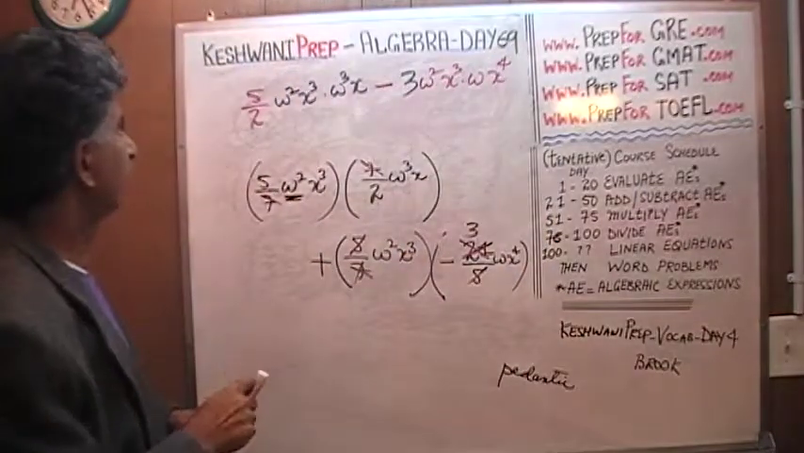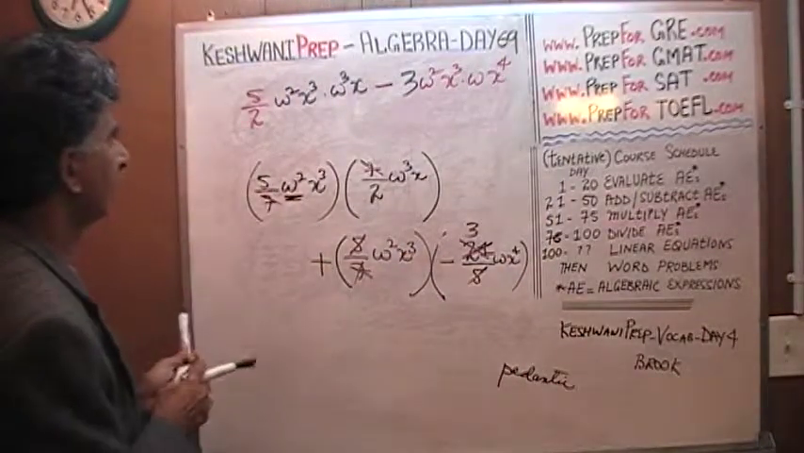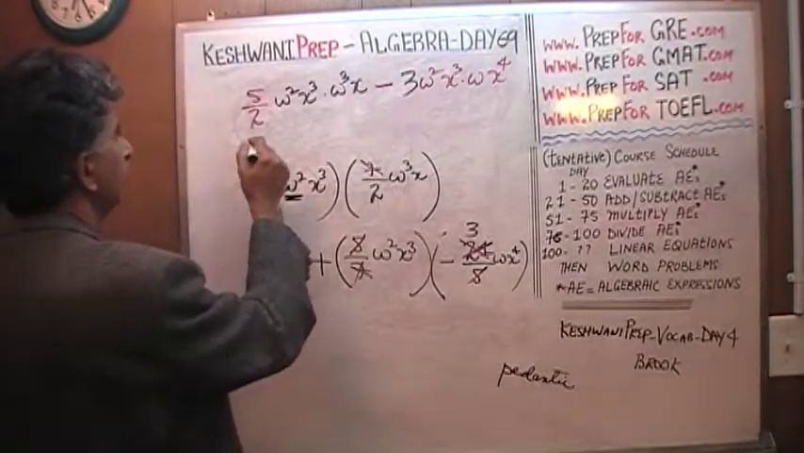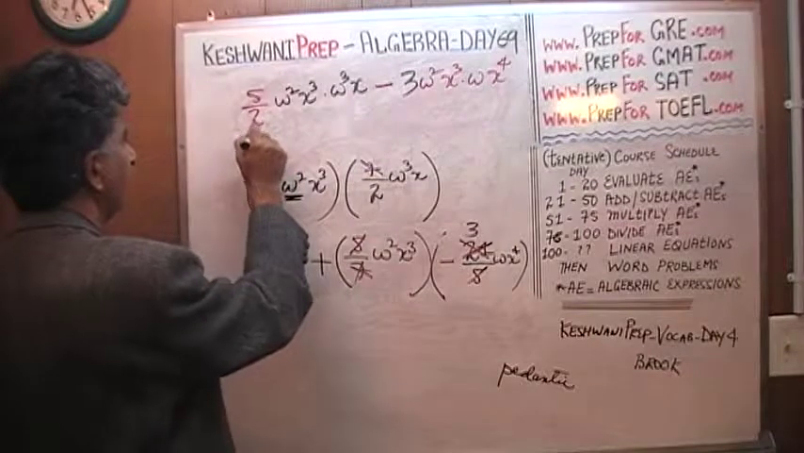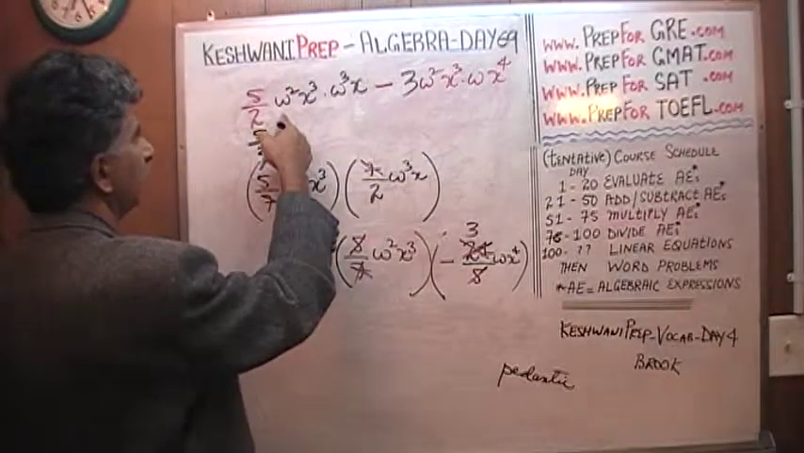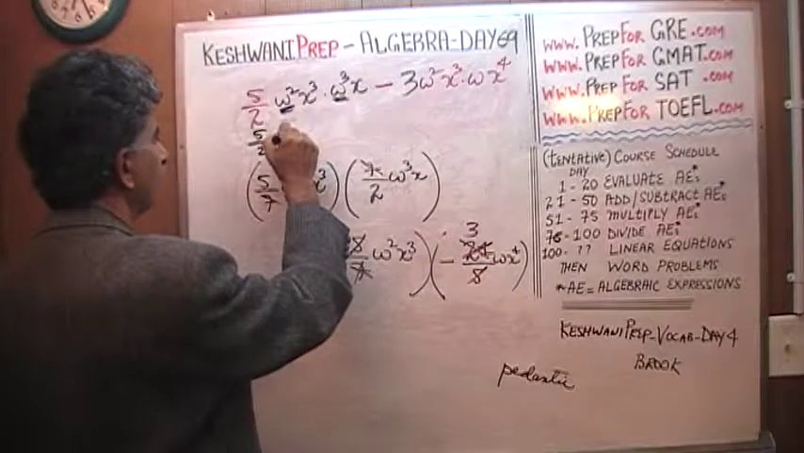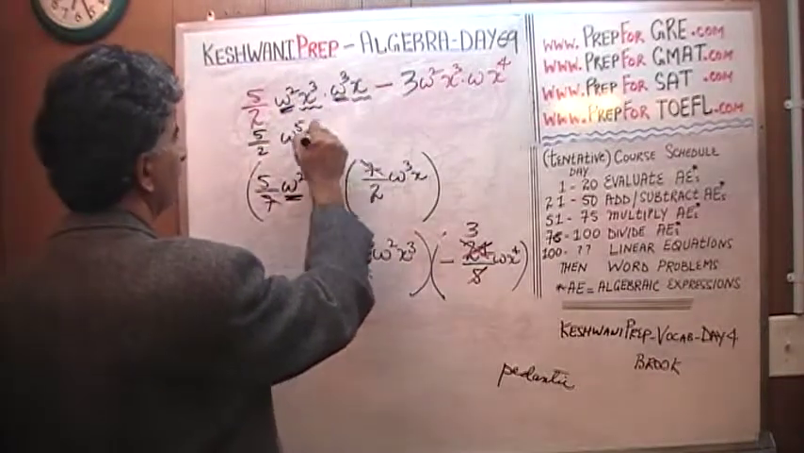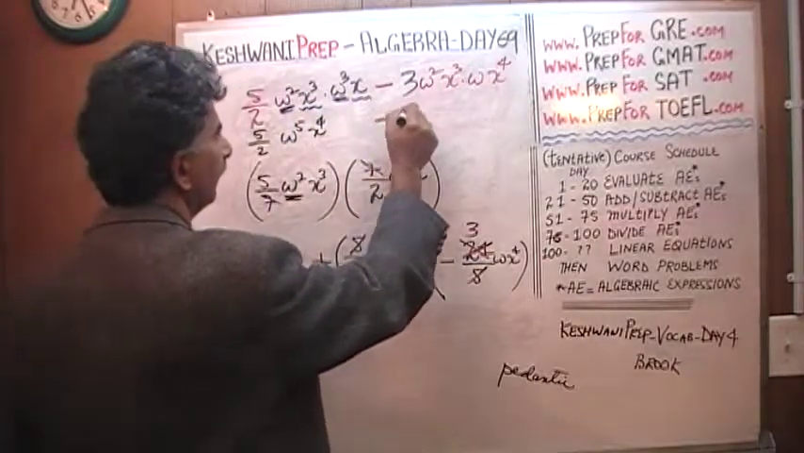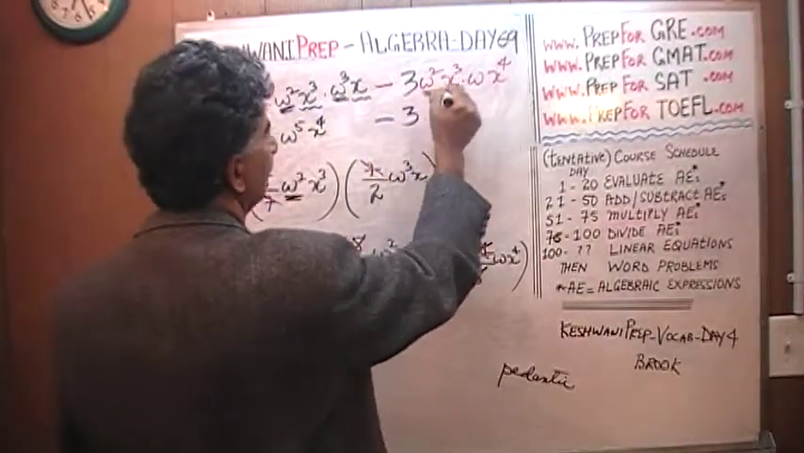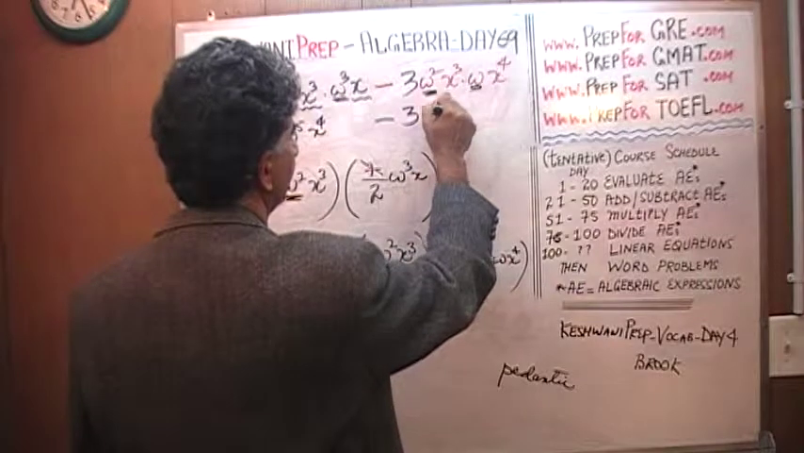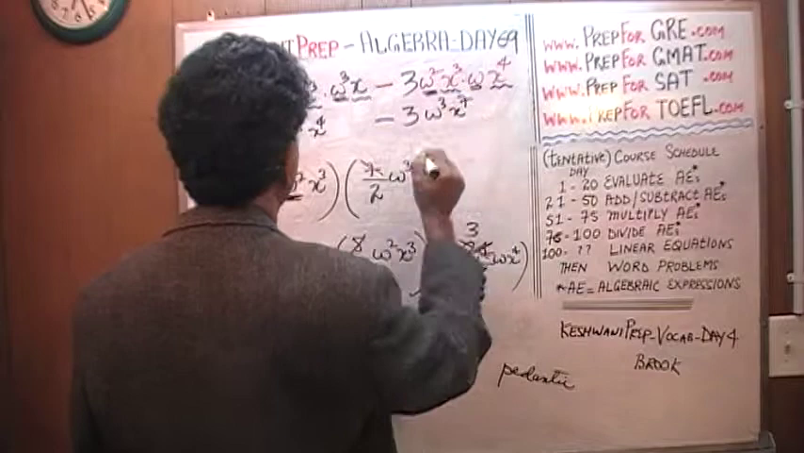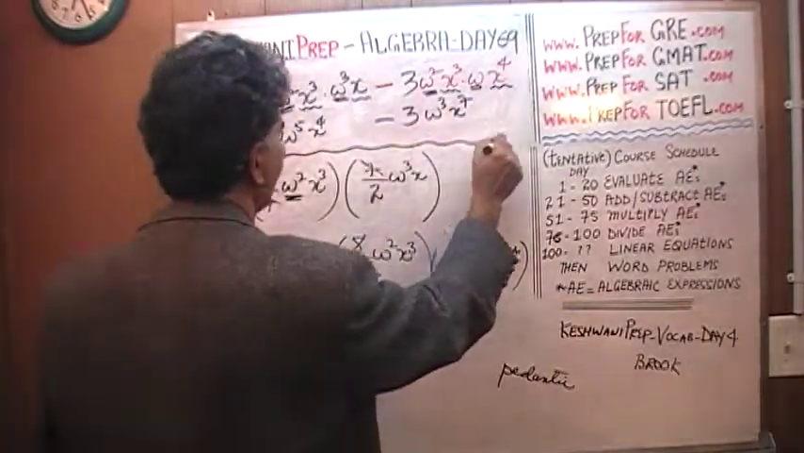Now we have to simplify it, that's all. I need the room again, but I don't want to erase anything. So it's just 5 over 2. w squared times w cubed is w raised to the 5th. x cubed times x is x raised to 4. Minus 3 w squared times w is w cubed. And x cubed times x to the 4 is x to the 7. That's it. That's your answer.